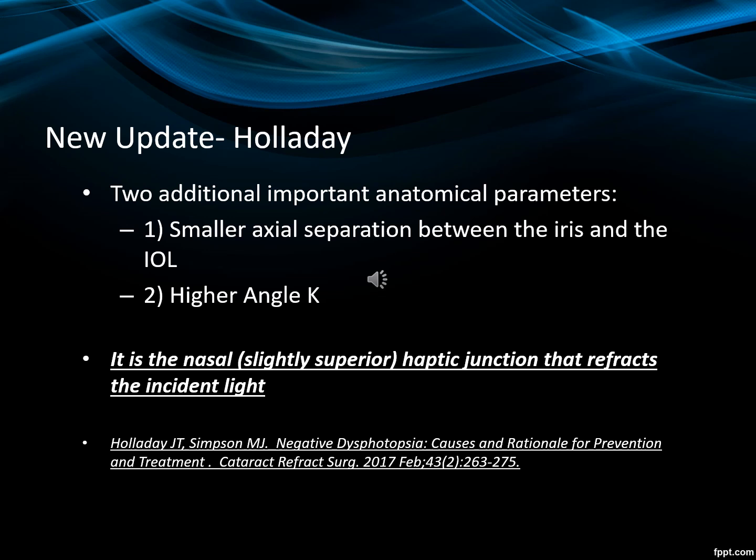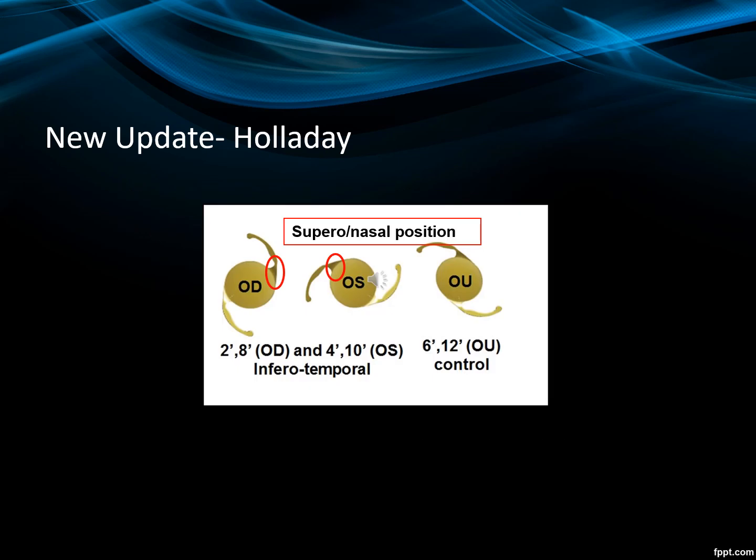Since our study, there have been new updates. Jack Holladay published 2 more important anatomical parameters. One is that eyes with a smaller axial separation between the iris and the lens, as well as eyes with a higher angle kappa, have an increased likelihood of negative dysphotopsia. He also agreed with our study that the horizontal position decreases the likelihood. However, I was focusing on the inferotemporal, but it's actually the superonasal haptic junction that is refracting the incident light. Here is a diagram with the superonasal optic-haptic junction circled. However, it is the same lens position as the inferotemporal optic-haptic junction placed in the horizontal position.